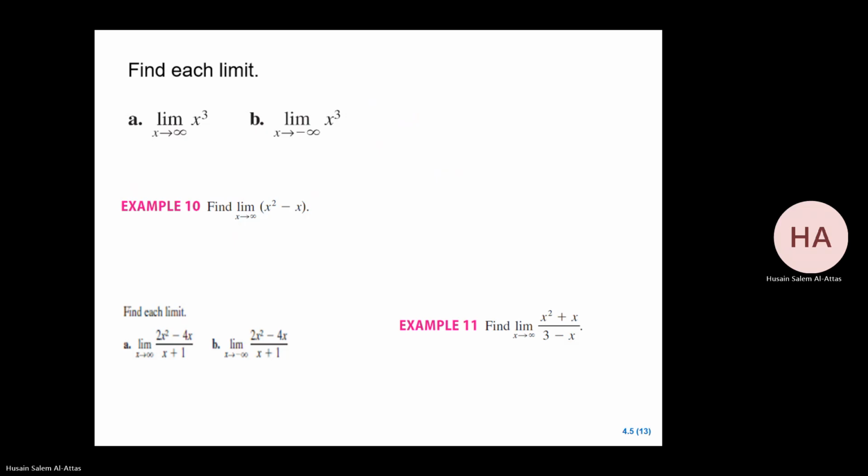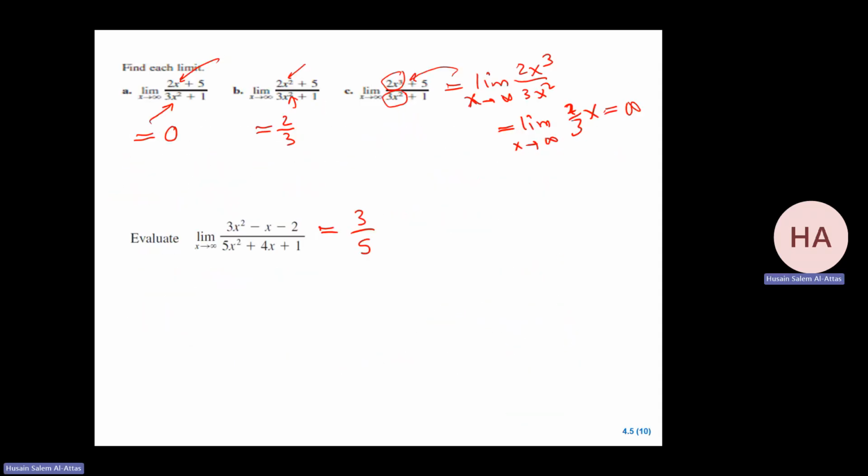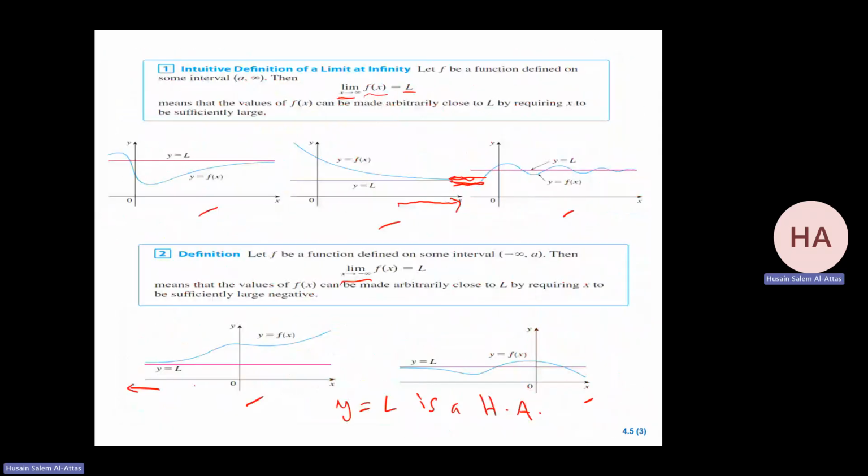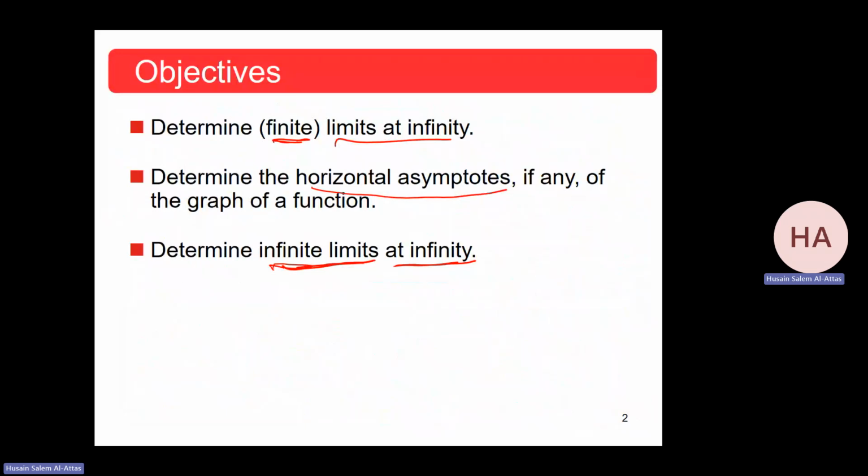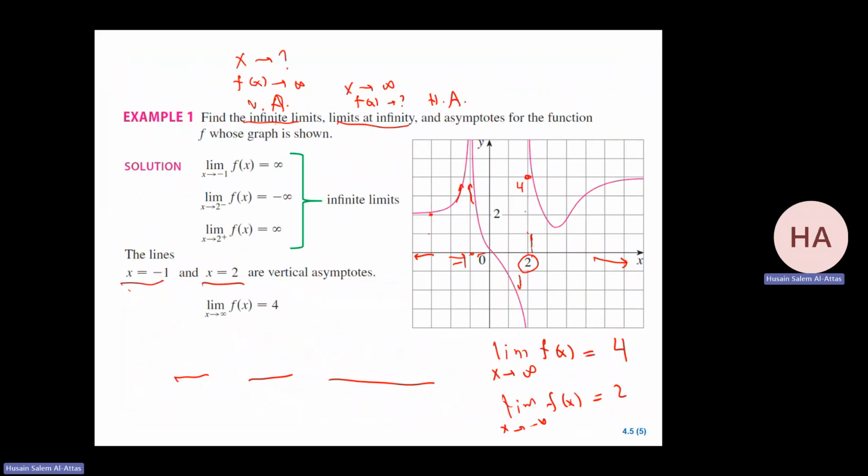Different functions. x cubed. So I have infinity times infinity times infinity. So the answer is what? Infinity. So x goes to infinity and the function goes to infinity. This is what they call infinite limits at infinity. If you remember, we said we determine infinite limits at infinity. So x goes to infinity and the function goes to infinity.